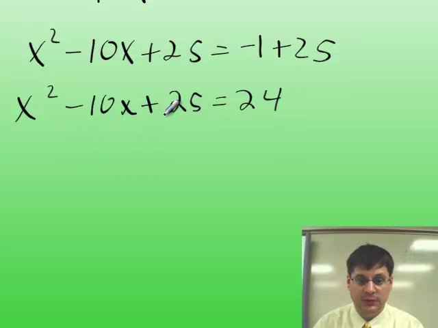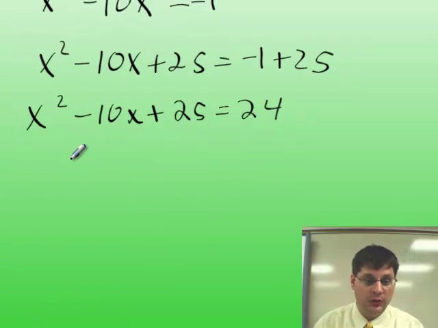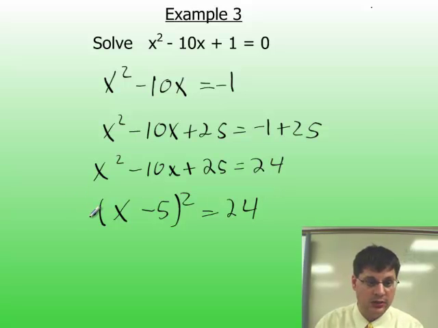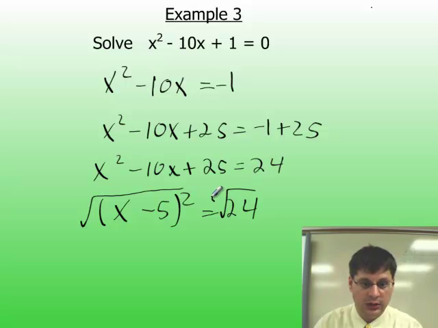All right, since this is a perfect square trinomial on the left, then I can simply write this as x. Okay, so the signs are minus and plus, so that's going to be (x minus 5) squared equals 24. And now we solve for x. So I'm going to take the square root to both sides, here and here. This is going to be plus or minus, leaving me with x minus 5 equals plus or minus the square root of 24.